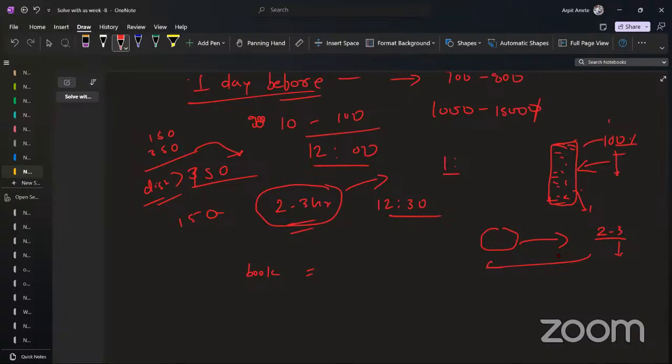If your distance is more than 150, go 1 day before. Okay, don't travel at night.